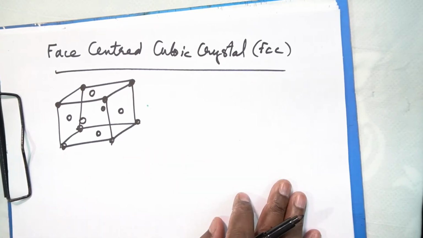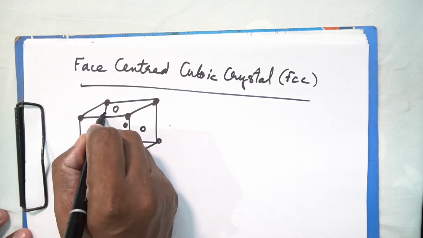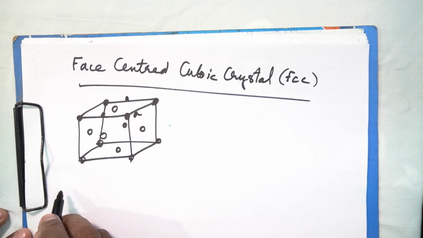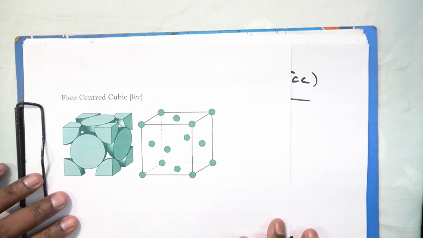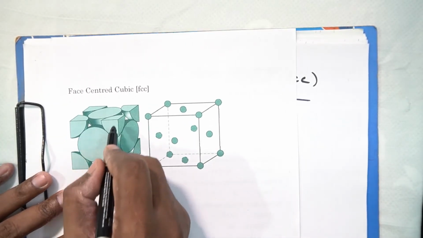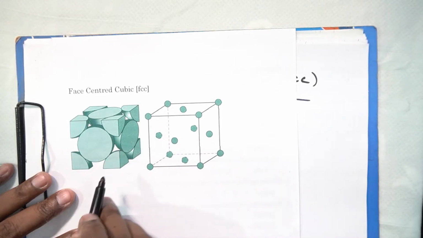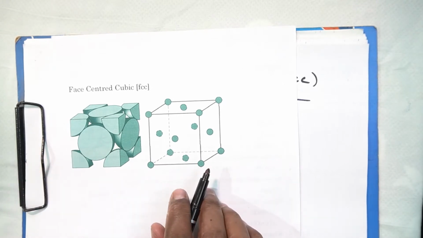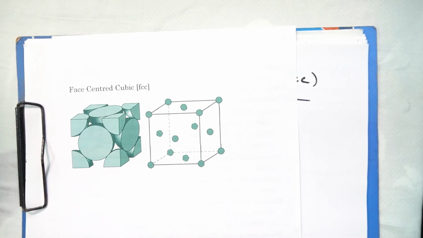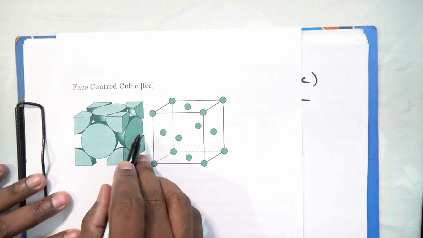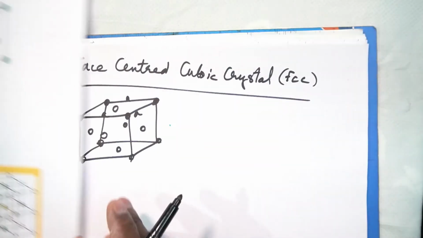So in FCC, how do we find the interatomic distance? Since it is a cube, each side is equal to A. Here you see the atoms are placed like this. Each corner there is an atom, and the faces also there is an atom. Now the atoms in the corner contribute 1/8 because they get shared among 8 neighboring cells. But the atom on the face, their contribution is half because it is shared with one more neighboring cell.